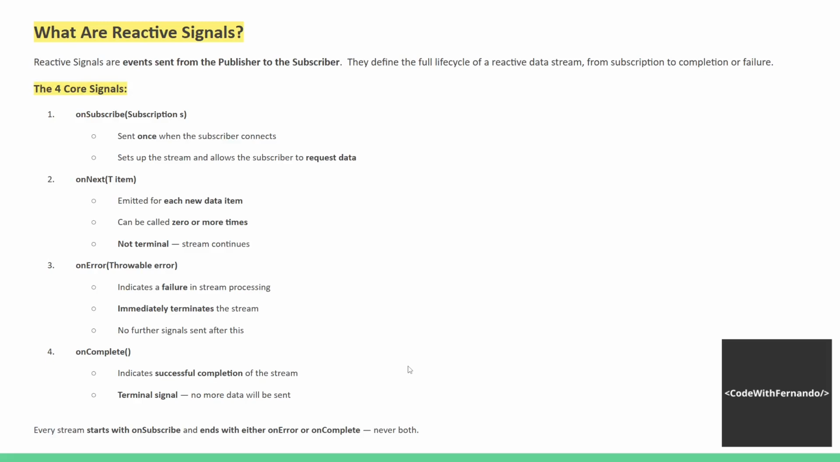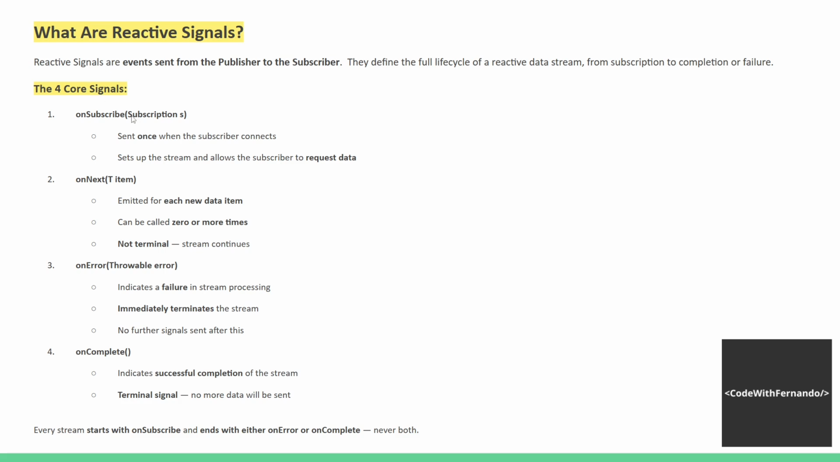So what are reactive signals? Reactive signals are events. This is really important. Events sent from the publisher to the subscriber. So this is really important to understand. They define the full life cycle of a reactive data stream, from subscription to completion or failure. One of those two, completion or failure.